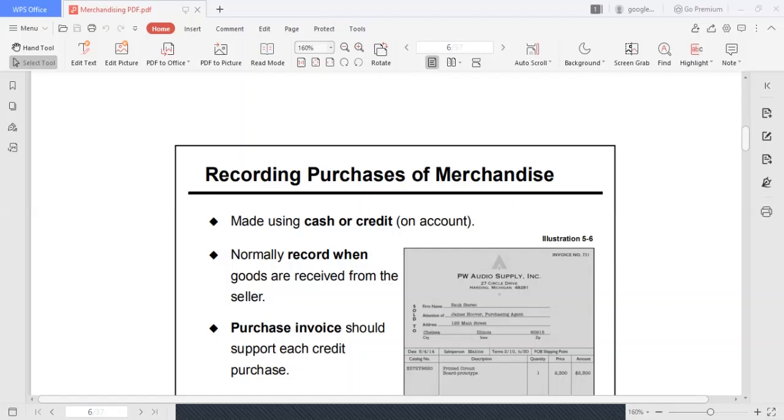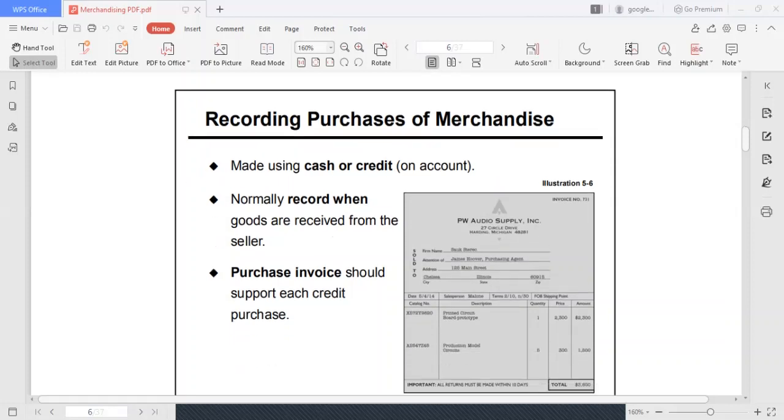Kailan normally nire-record ang ating purchases? It is normally recorded when goods are received from the seller. Dahil pag na-receive na natin yung goods from the seller, normally, nag-i-issue na sila ng invoice. So every time magkakaroon tayo ng credit purchase, it must be supported by purchase invoice. Purchase invoice is one of the source documents being used in a merchandising type of business. So presented here is an example of purchase invoice.